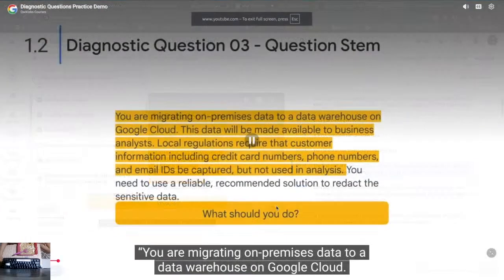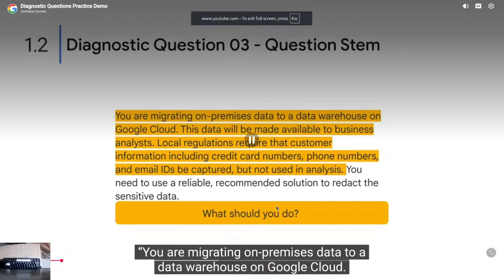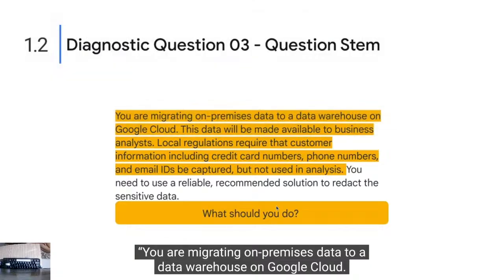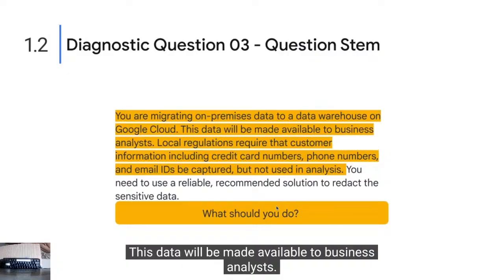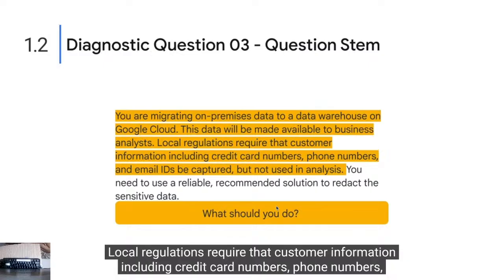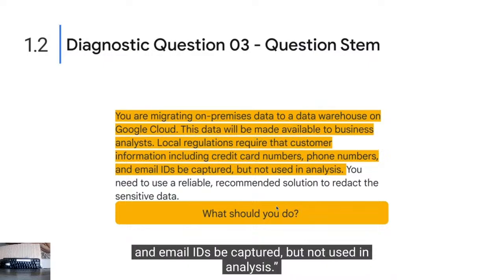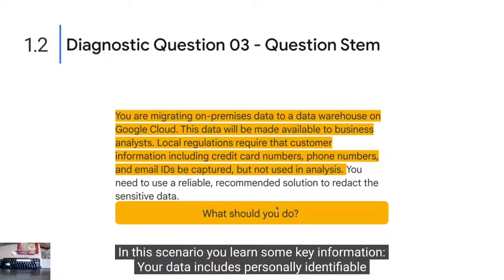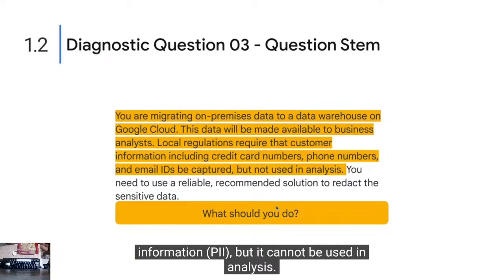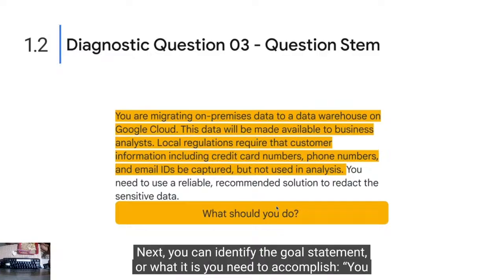For the question: You are migrating on-premises data to a data warehouse on Google Cloud. This data will be made available to business analysts. Local regulations require that customer information, including credit card numbers, phone numbers, and email IDs, be captured but not used in analysis. In this scenario, you learn some key information. Your data includes personally identifiable information, PII, but it cannot be used in analysis.